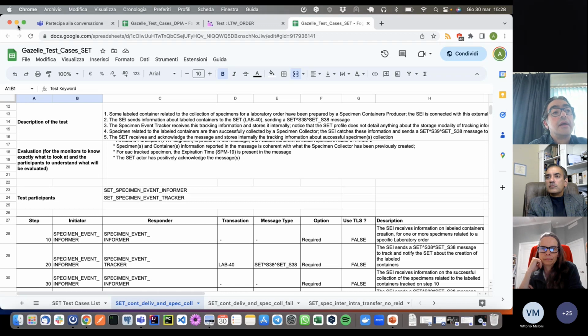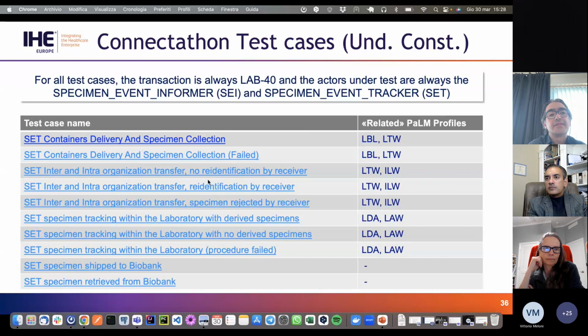Here there could be vendors interested in tracking everything, we can say, so to track all the events related to all the other PaLM profiles, or also that could be, in my opinion, a scenario where a vendor, for example, that already came to the Connectathon to test LBL or LTW, could be also interested in implementing the related part of the set which is linked to this profile.